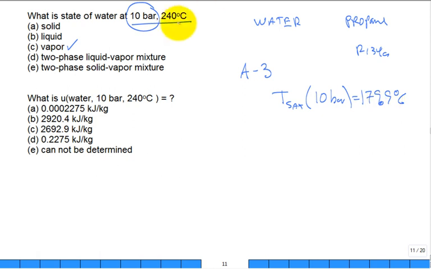Then he made an excellent comparison: 240 is the actual temperature. The saturation temperature is 180-ish. It's over it. It's larger. It has to be superheated vapor. What happens if they change it and they say it's 40 degrees C? What do you think? If it's 40 degrees C, same 10 bar?